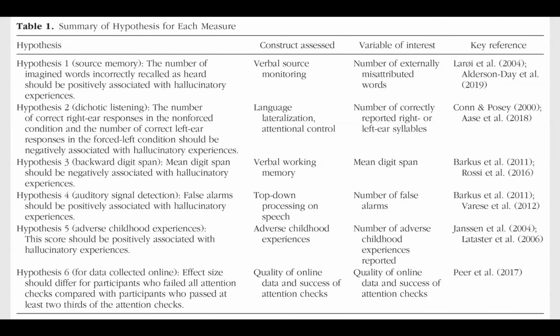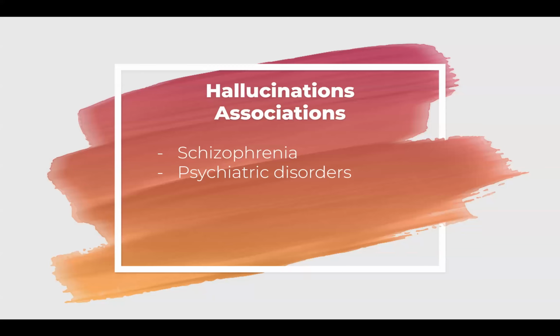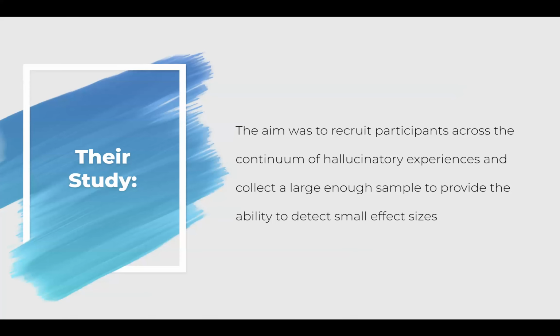Some of these different methods are listed in here along with the hypotheses, as each hypothesis goes directly with a specific method, unless it's hypothesis 6, which is basically just comparing online data with in-lab data. Now, hallucinations have been mainly associated with people who have schizophrenia or psychiatric disorders. However, they can also happen in general people, and people who are not diagnosed at all.